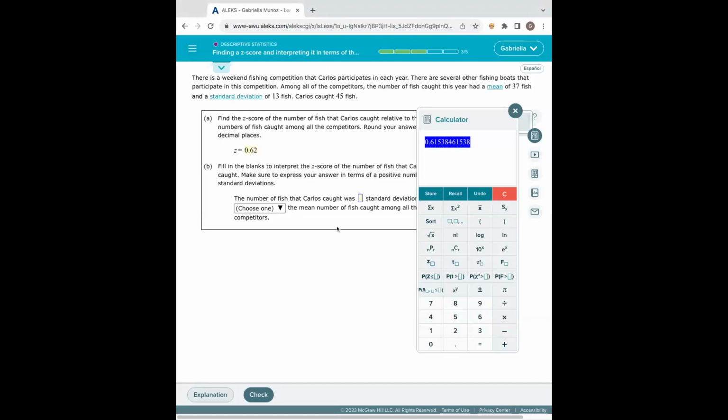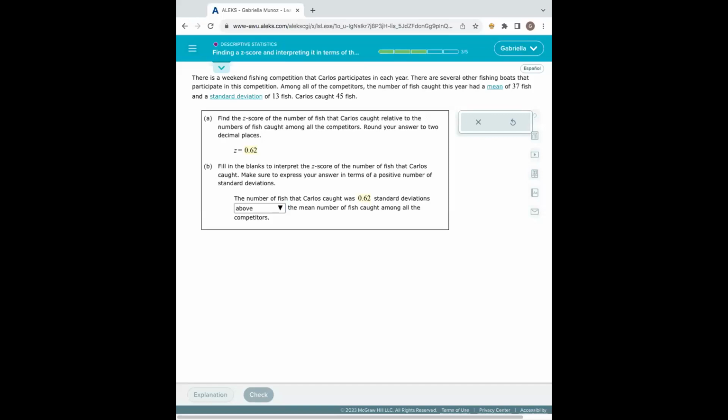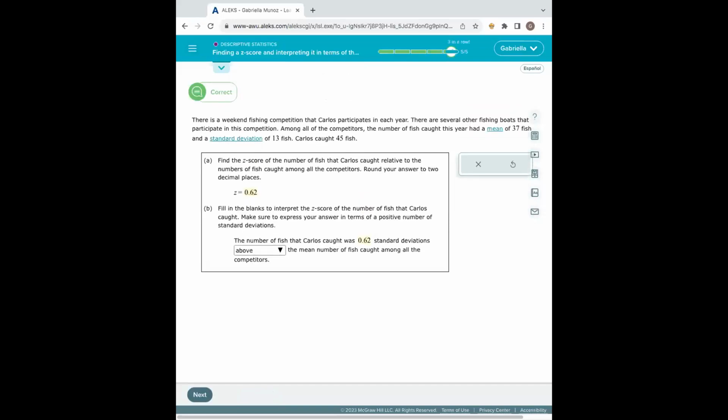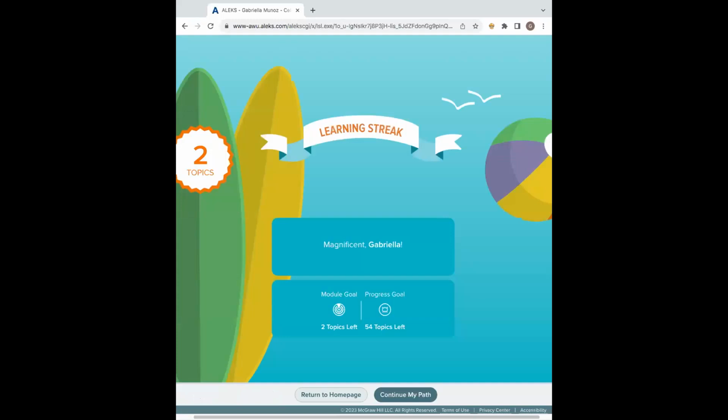Okay, and then here, 0.62. And since it's not a negative, it will be an above, correct? This one's positive. We ended up getting a positive number, so it'd be above. Yeah. Good. All right. Really good.